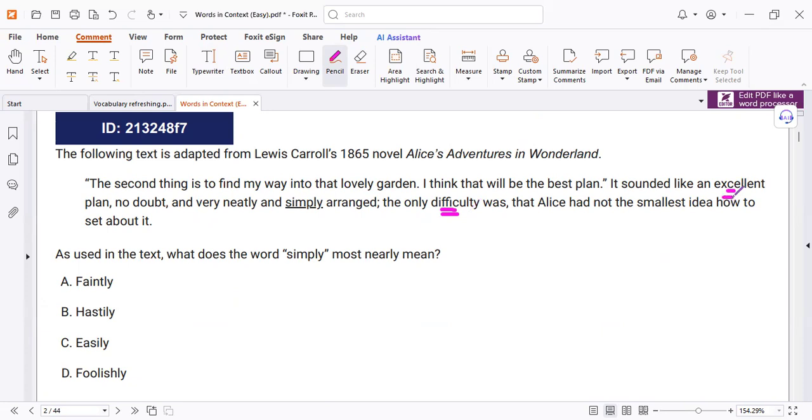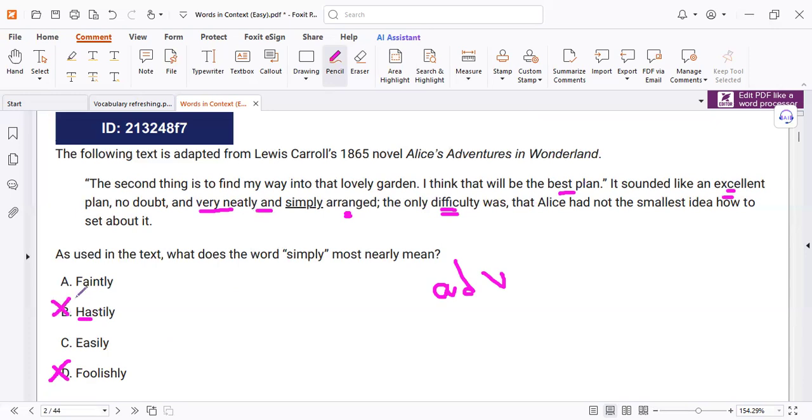No doubt, of course. And look, we have very neatly. So this is an adverb. An adverb modifies the adjective. How the arrangement was neatly. An excellent plan. He said that we have the best plan. How could we see that he did it foolishly, without knowledge? Disregardingly? Wrong. Hastily, do you know it? In a hurry? He said neatly. He didn't mention that he did it in a hurry. And if it's in a hurry, it will not be excellent or it will not be neat, obviously.